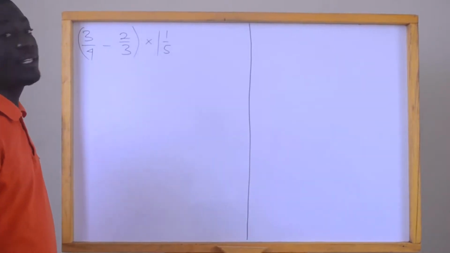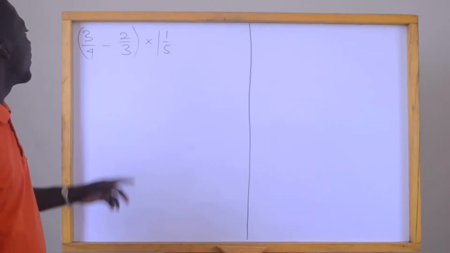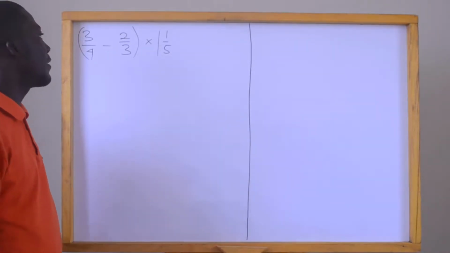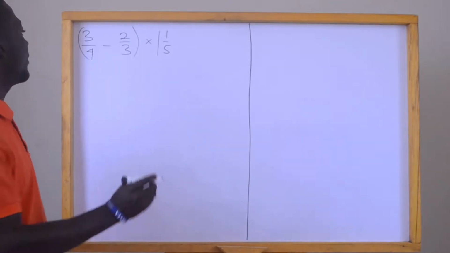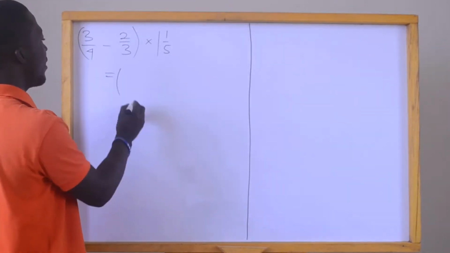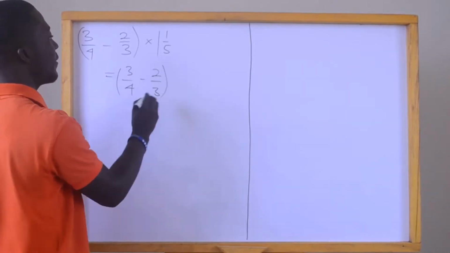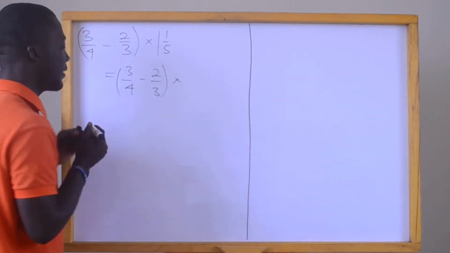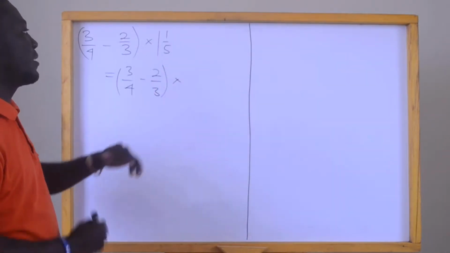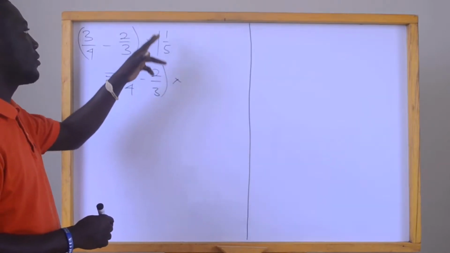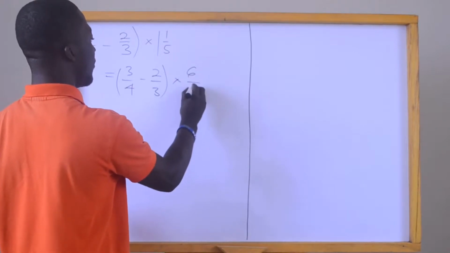Solution for our questions, that's objective question 2, which came in June. 3/4 minus 2/3 times 1 1/5. The first step, we are going to convert the mixed fraction to an improper fraction. 5 times 1 is 5. The result plus 1 will give you 6, which will give us 6 over 5.